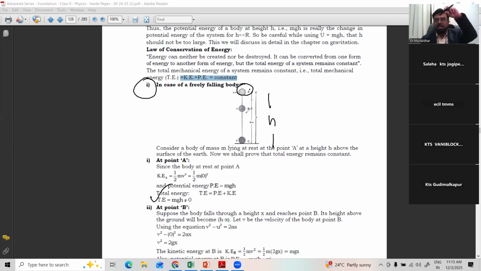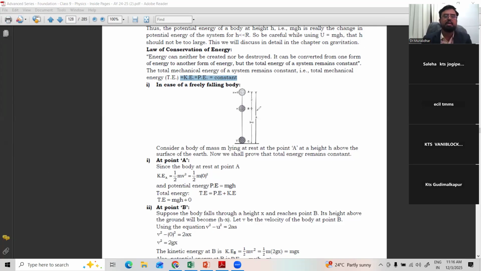When you are holding the pen like this, what is the velocity of the pen? 0. When velocity is 0, kinetic energy is 0. But it is at the height of h, so potential energy is maximum. So the total energy at point A is mgh. Kinetic energy is 0, potential energy is mgh.